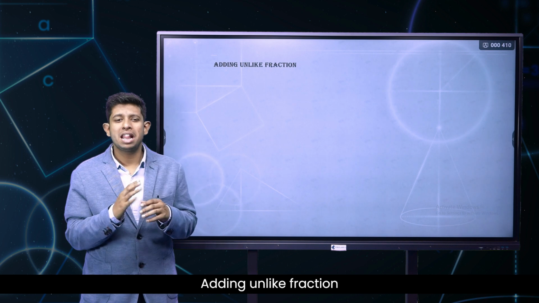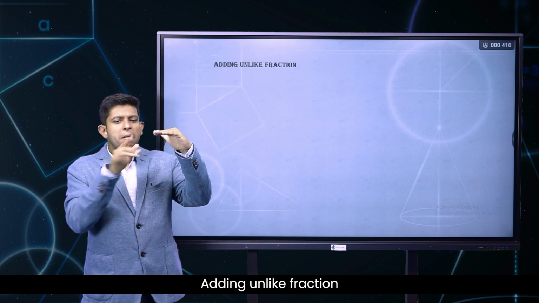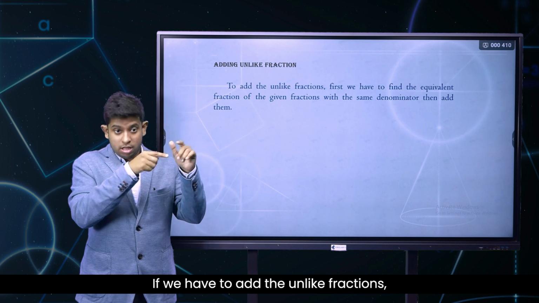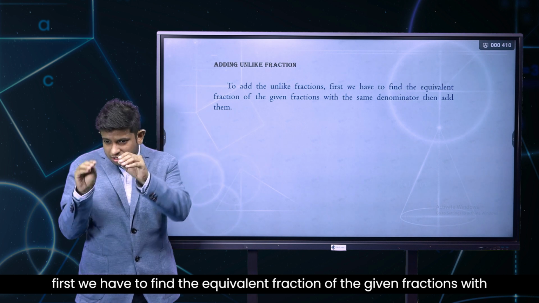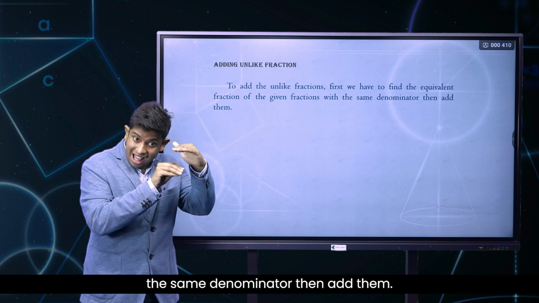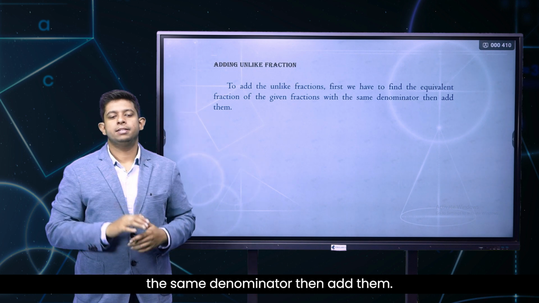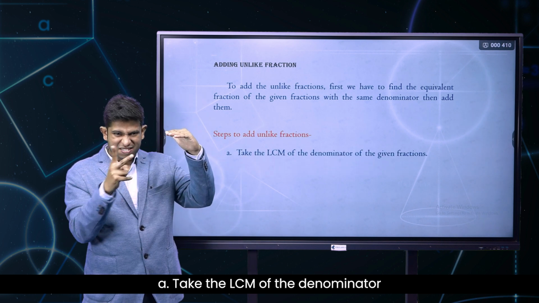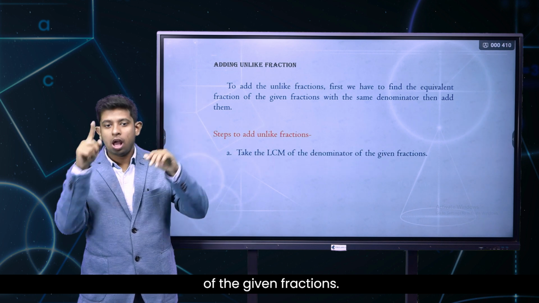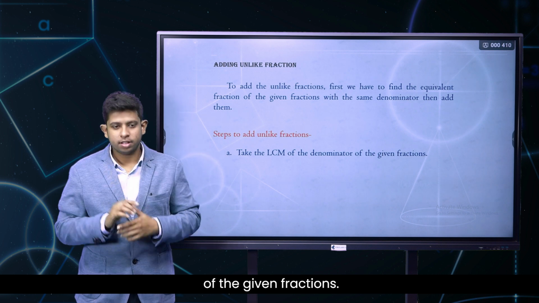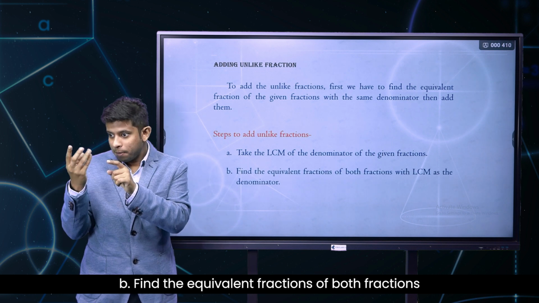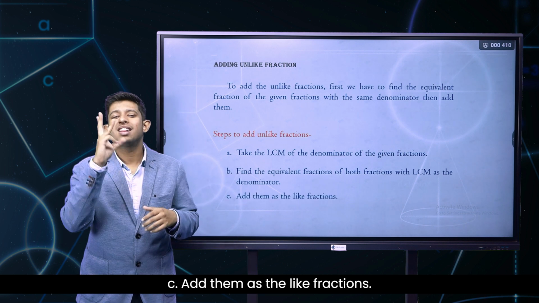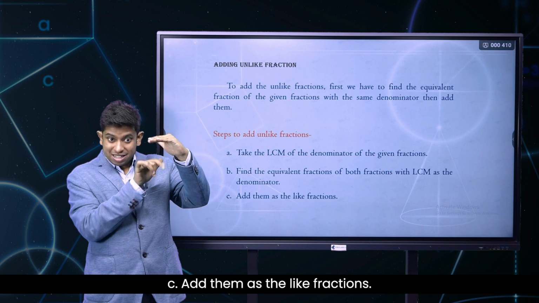Now we will see adding unlike fractions. If we have to add the unlike fractions, first we have to find the equivalent fraction of the given fractions in the same denominator, then add them. Steps to add unlike fractions. Take the LCM of the denominator of the given fractions. Find the equivalent fractions of both fractions with LCM as the denominator. Add them as the like fractions.